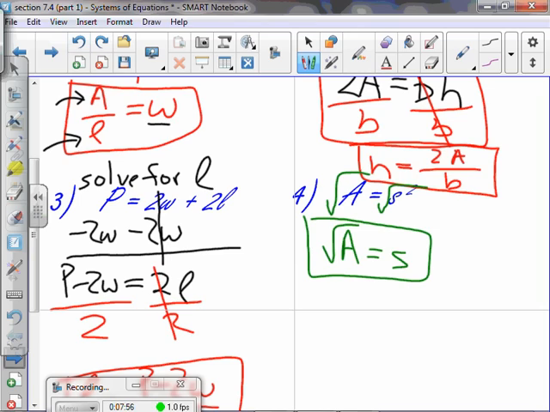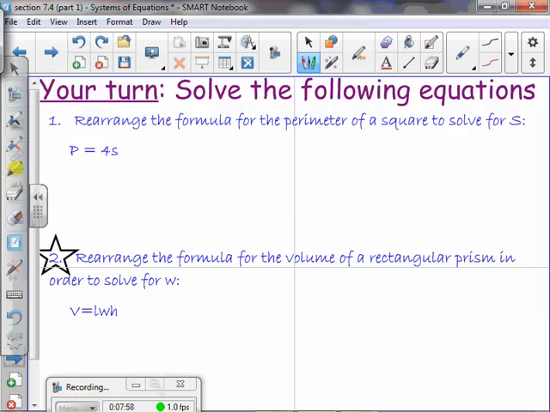Okay, here are two for you to try right now. You might have to go back and watch that section again, but I want you to rearrange the formula for the perimeter of a square to solve for S. That means get S by itself. And rearrange the formula for the volume of a rectangular prism in order to solve for W. I want W by itself. Okay? These are both very, very simple, but you need to know how to do them.